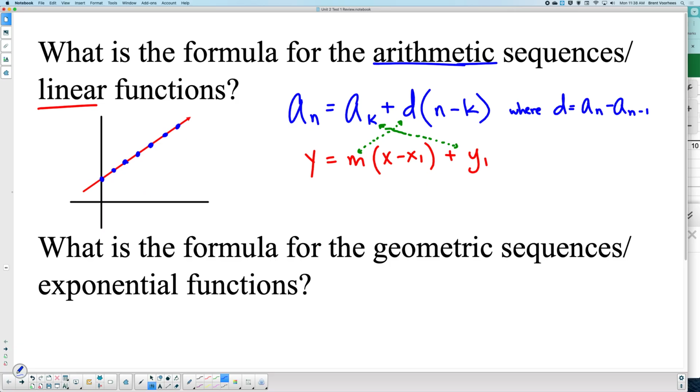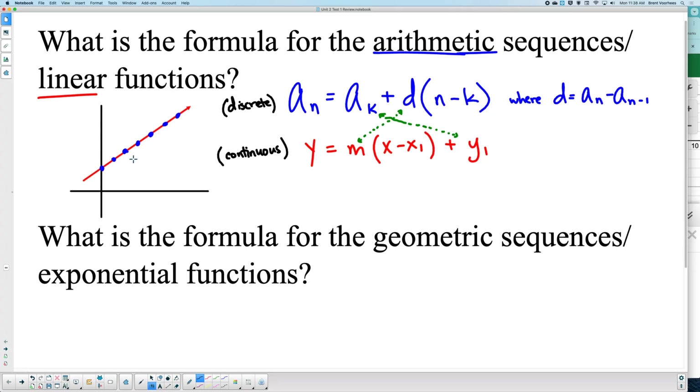So this one is discrete. That just means a bunch of dots, whereas the linear function is continuous. That's the difference between them. In the real world, things you count are discrete, and things that are measured are continuous. If it's countable things, you'd say it's a sequence, discrete. If it's not countable, if it's measured, then it's continuous.